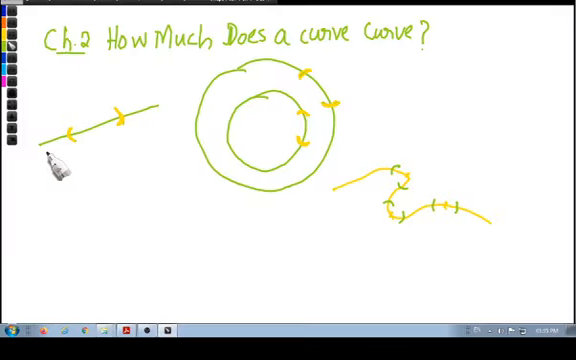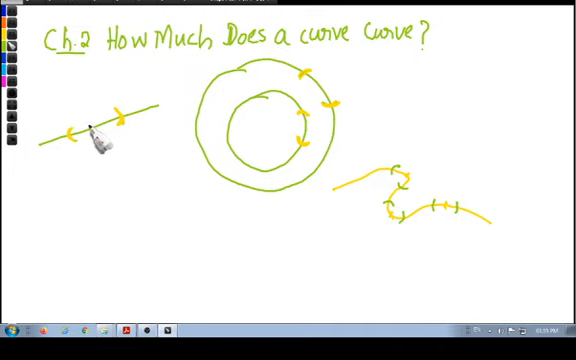Chapter 2. How much does a curve curve? That is the chapter title. Curve means curve: the first "curve" is used as a noun and the second "curve" is used as a verb.